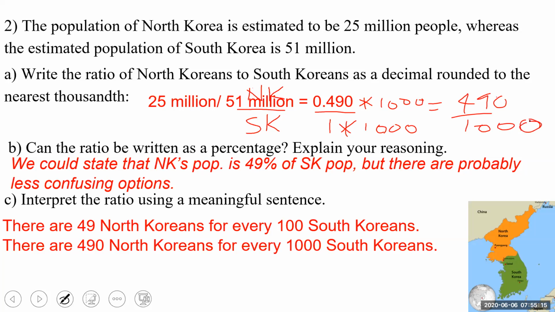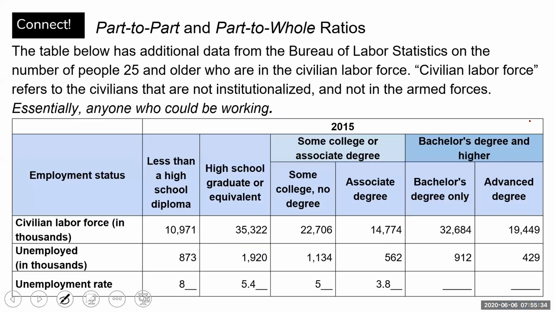So you say that for every 490 North Koreans, there are 1,000 South Koreans. You could do it for 1,000,000, for 10,000, for 100,000. And all these are accepted. Is that okay? Sweet. Now, let's look at this data set.